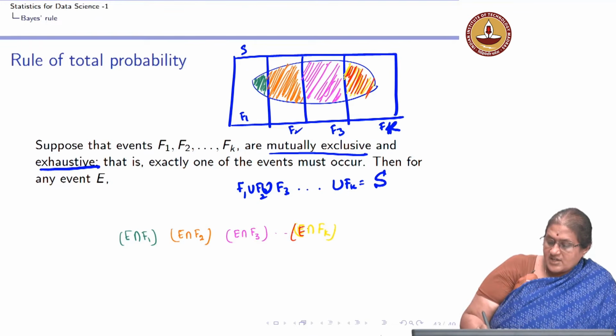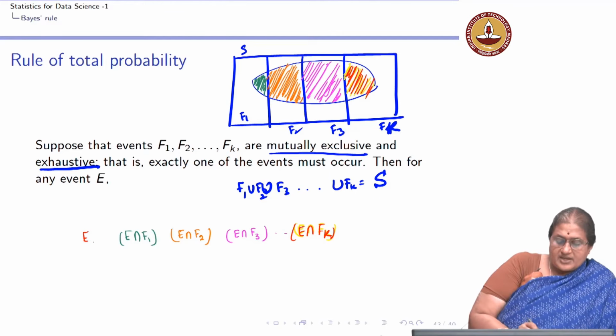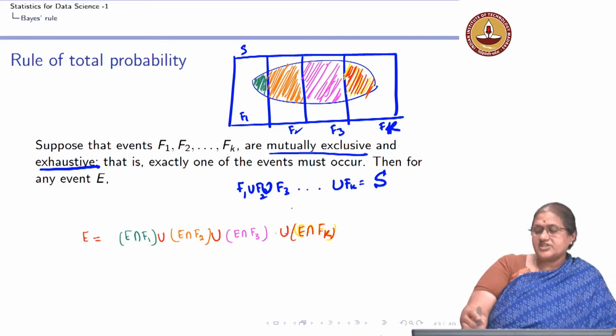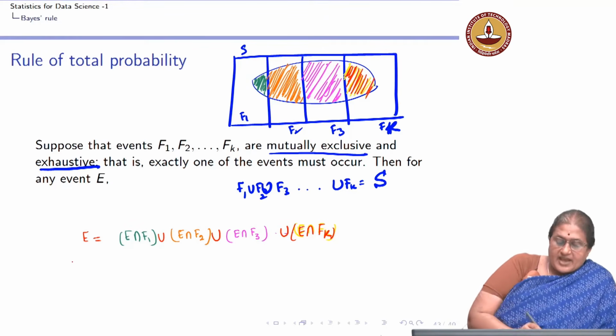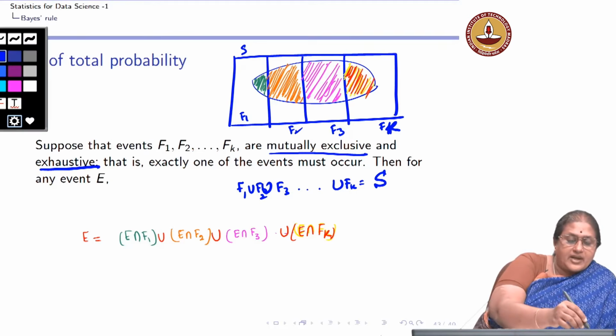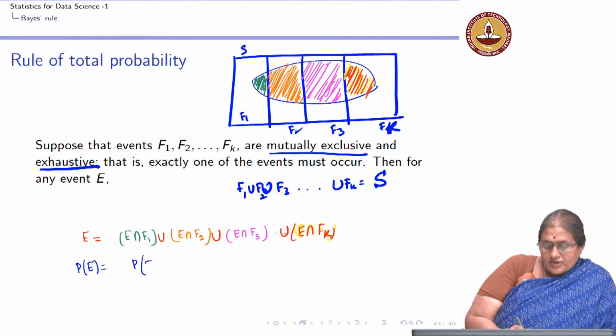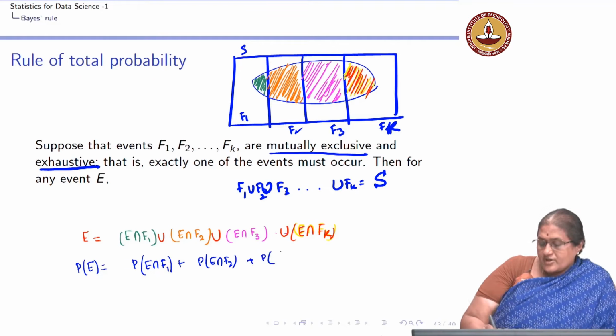So, this is E intersection Fk. I can write my event E as the union of these disjoint sets, and now I can apply my addition rule, which says probability of E is probability of E intersection F1 plus probability of E intersection F2 plus probability of E intersection F3 plus probability of E intersection Fk.